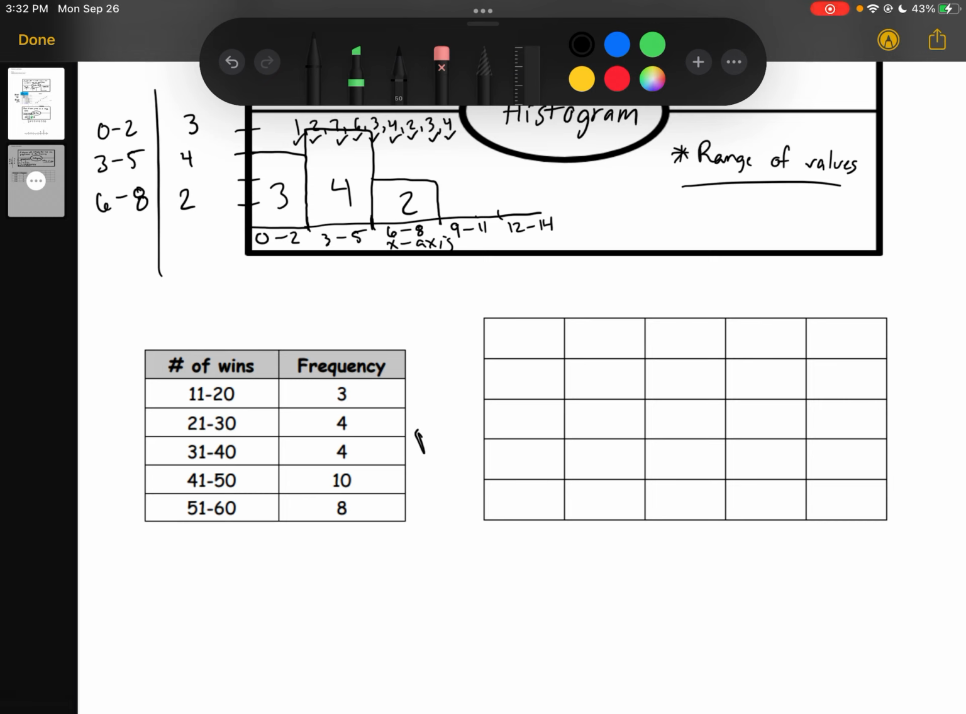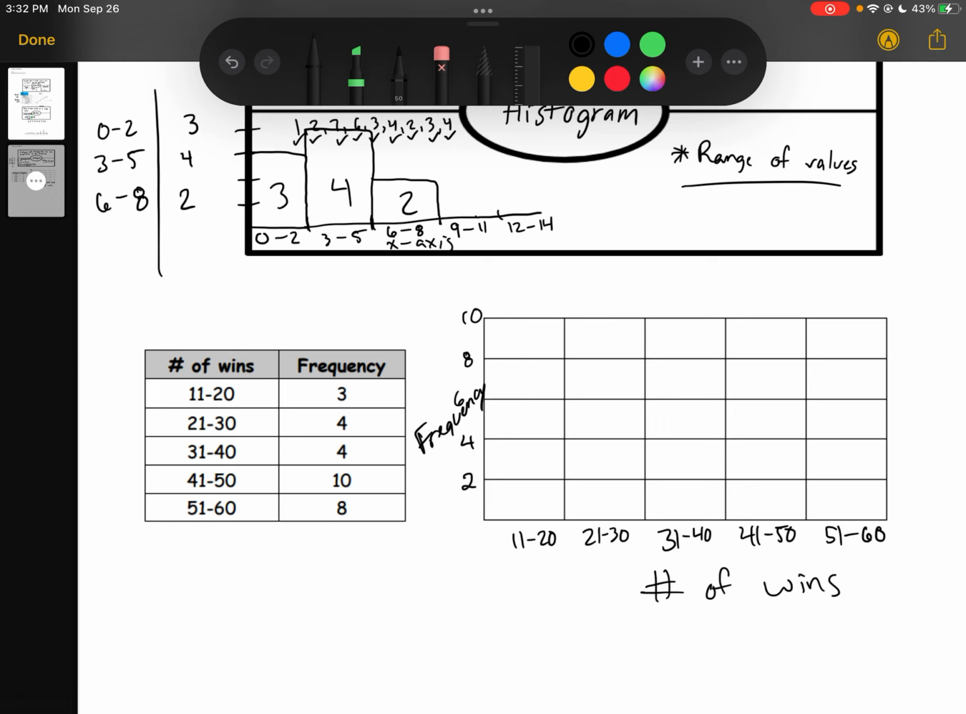So down here, we label frequency on our y-axis, and then we label number of wins on our x-axis, and we just label our columns. So 11 through 20, 21 through 30, 31 through 40, 41 through 50, and 51 through 60. And then the frequency is how many times does it come up? So maybe this line is 2, 4, 6, 8, and then 10.